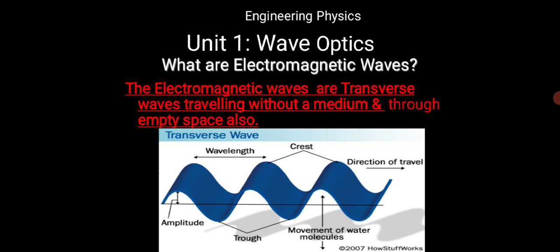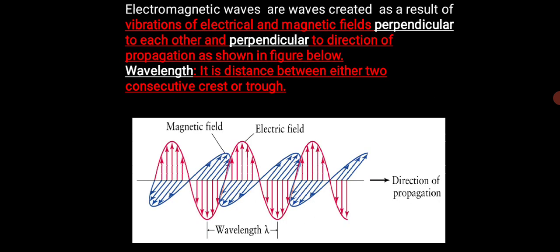Now, transverse waves have an upper part that is called the crest and a lower part that is called the trough. The distance between two crests, or the distance between two troughs, is called the wavelength. Then electromagnetic waves are waves created as a result of vibration of electric and magnetic fields perpendicular to each other and perpendicular to the direction of propagation, as shown in the figure below.